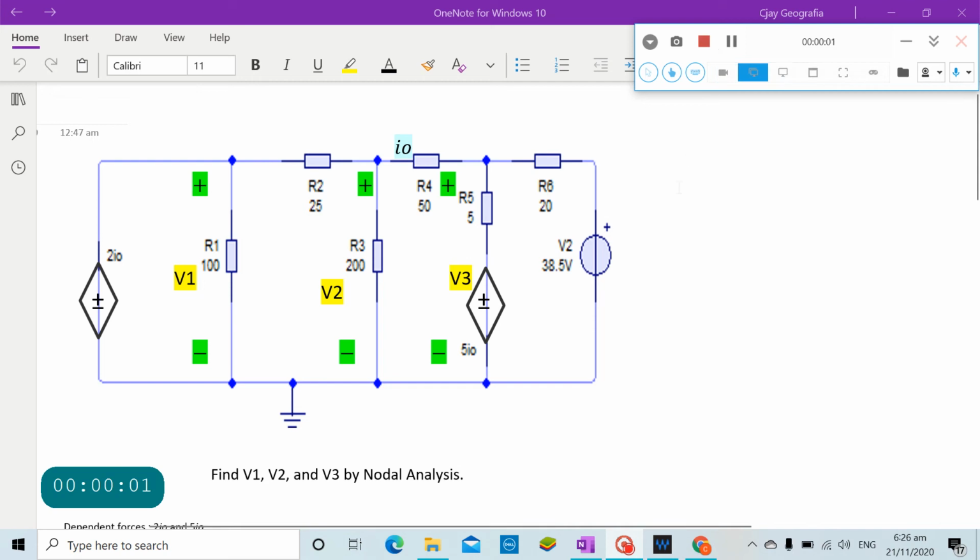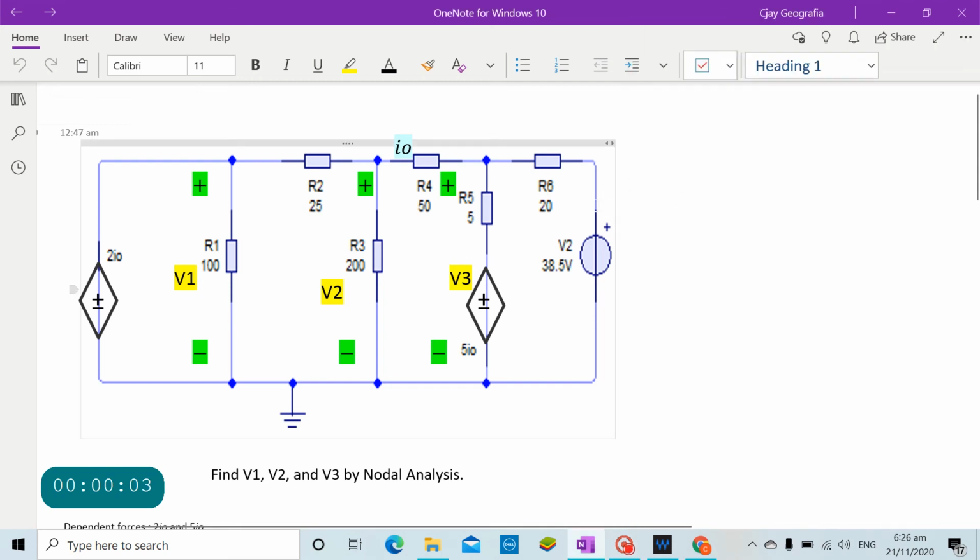What's up everyone? So today we're going to solve a circuit using nodal analysis. So this is our circuit diagram, and our task is to find V1, V2, and V3 by nodal analysis.